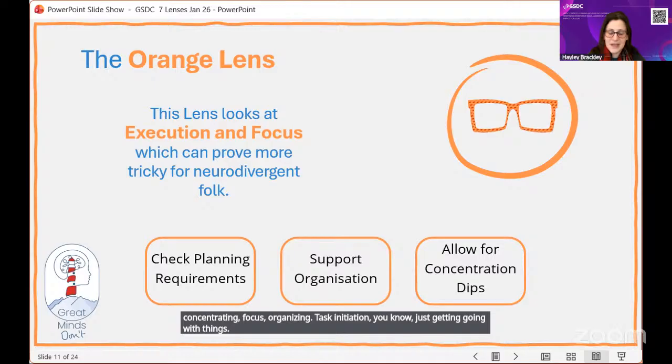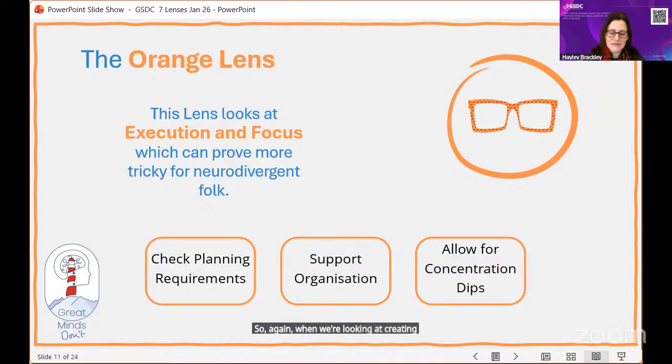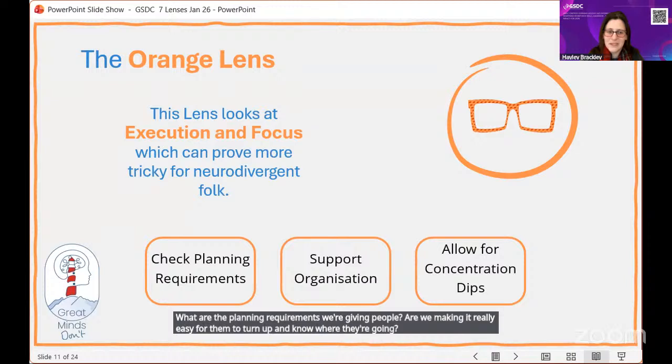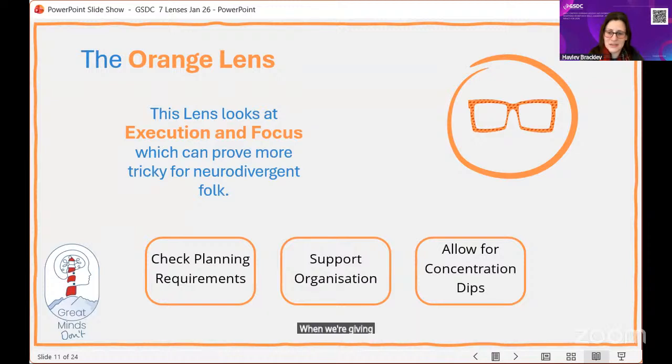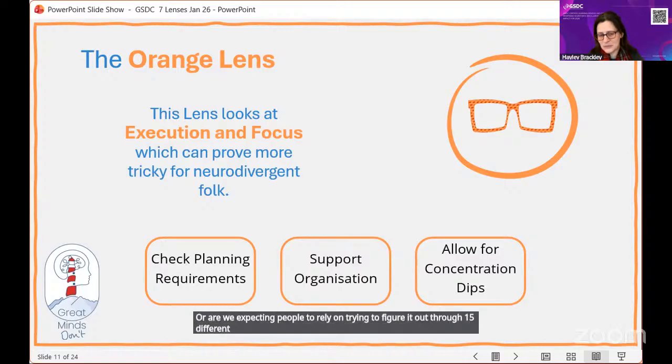So again, when we're looking at creating our spaces or our environments, what are the planning requirements we're giving people? Are we making it really easy for them to turn up and know where they're going? When we're giving people exercises or activities to go away and do, are we making that clear? Are we showing which order things should be done in? Are we supporting organisation? Are we giving a really nice, clear list that says this is what you need to bring with you? Or are we expecting people to rely on trying to figure it out through 15 different emails?